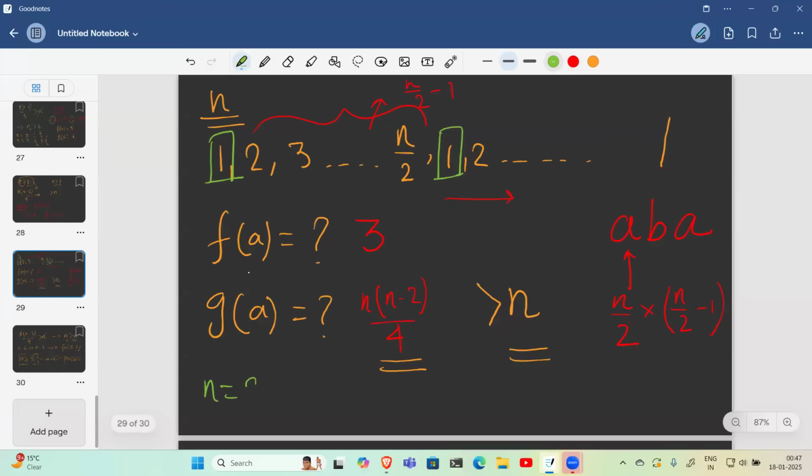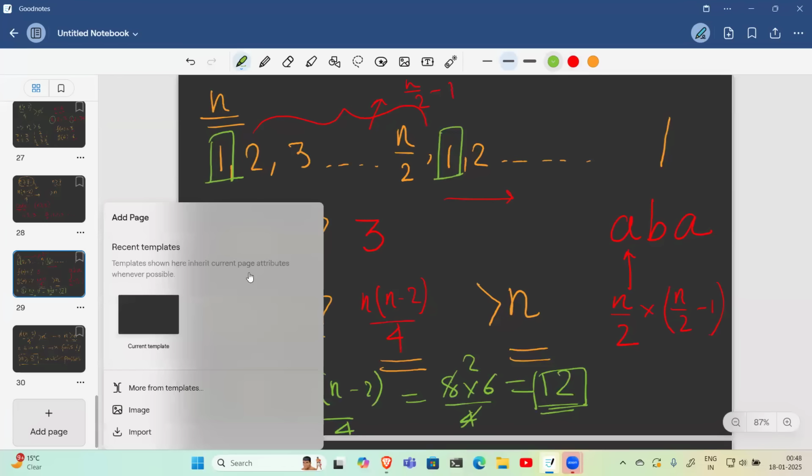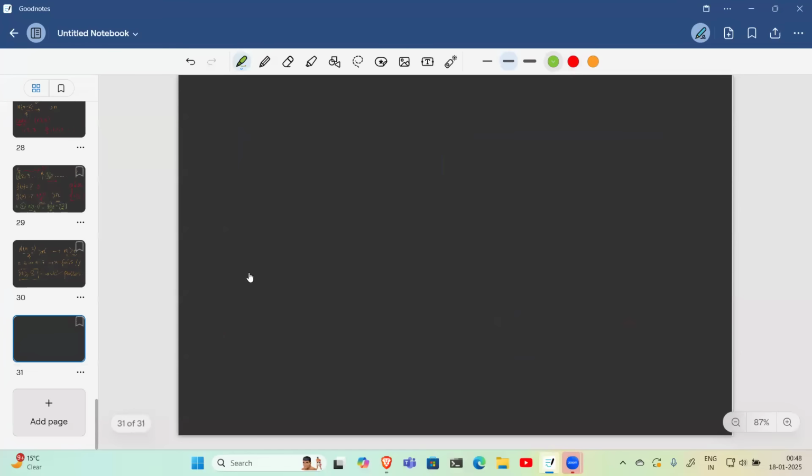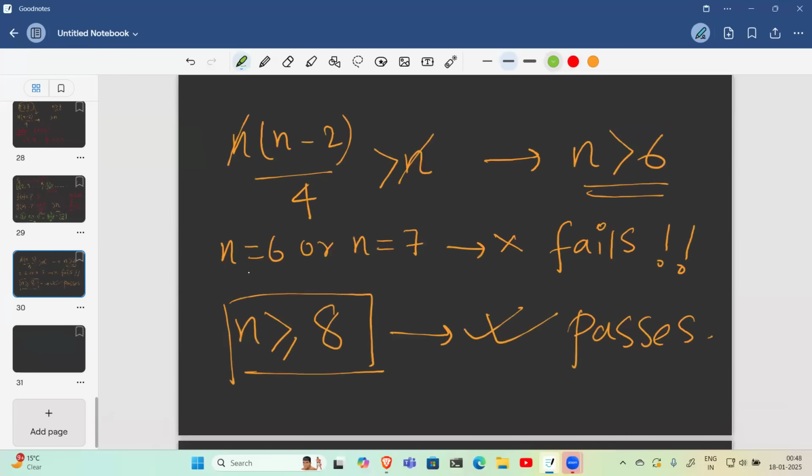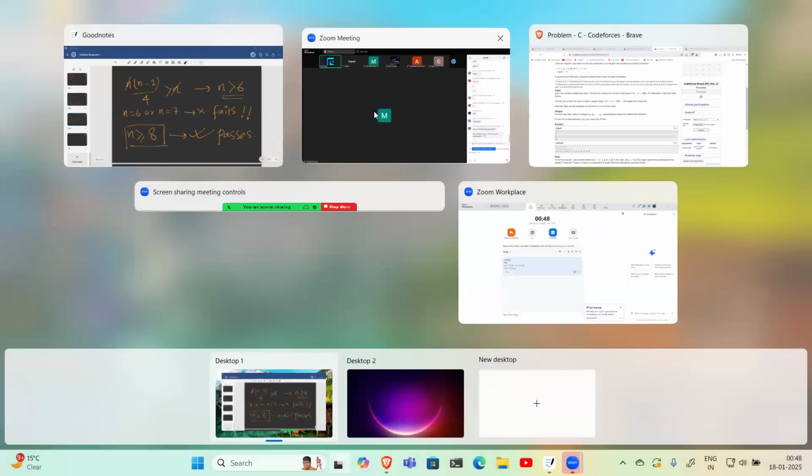If n is equal to 8, what is n into (n minus 2) by 4? It is simply 8 into 6 by 4. What is 8 into 6 by 4? That is 12. So that means my value of g of A, 12, is greater than 8. And this will continue for all values of n greater than or equal to 8. So whenever n is greater than or equal to 8, my solution works perfectly fine. The only problem comes when n is equal to 6 or n equal to 7. These are the situations where my code will fail.